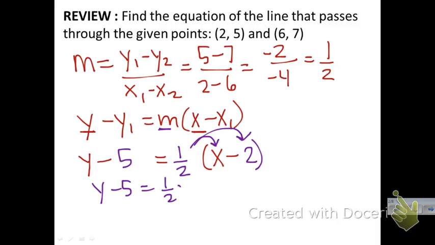So we get half x, half of 2 is 1, so minus 1. Then we add 5 to both sides. So y equals 1/2 x plus 4. And that hopefully was a good review of how to write an equation of a line. We're going to use it a lot in the next assignment.